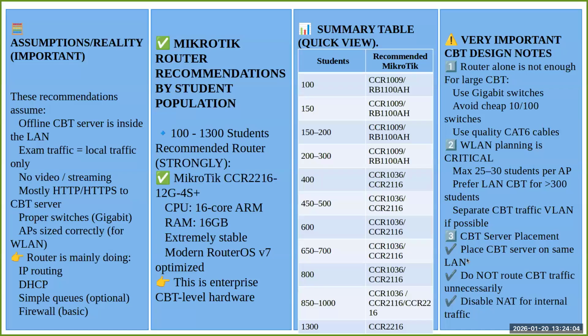Now, how do we place our server? Our server must be on the same local area network. And preferably, I will always want the server to come directly from the router. So you dedicate a port for the server and an IP address is dedicated to it. Do not route CBT traffic unnecessarily. Disable NAT for internal traffic. So we must take note of all this.